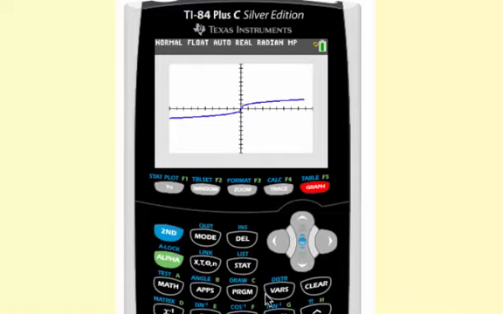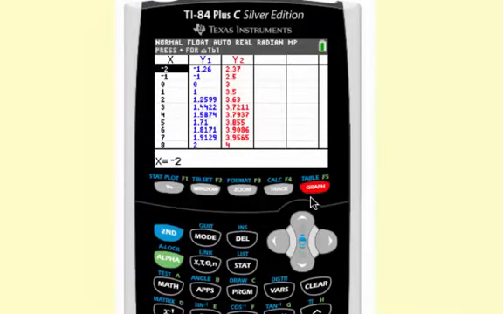Okay, there's the cube root of x. There's cube root of x plus 3. It's very easy to see the translation of up 3. And then from here, we have to compare the tables to verify the 1/2.